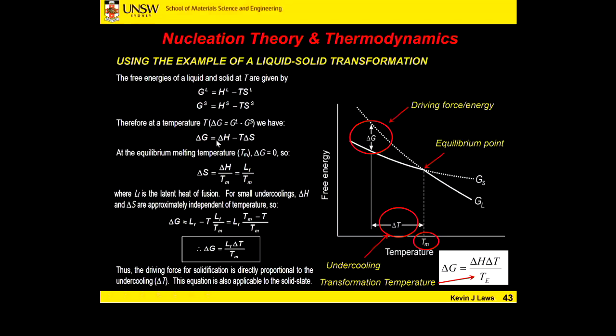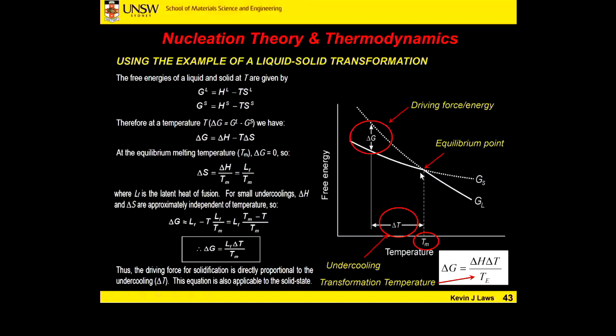This gives us our basic Gibbs equation for when we are transferring between products and reactants, or changes in state: delta G is equal to delta H minus T delta S. Hopefully we all know that one by now. However, at the equilibrium melting temperature, Tm, where this material decides to melt when it's given an infinite amount of time to do so, delta G is equal to zero.